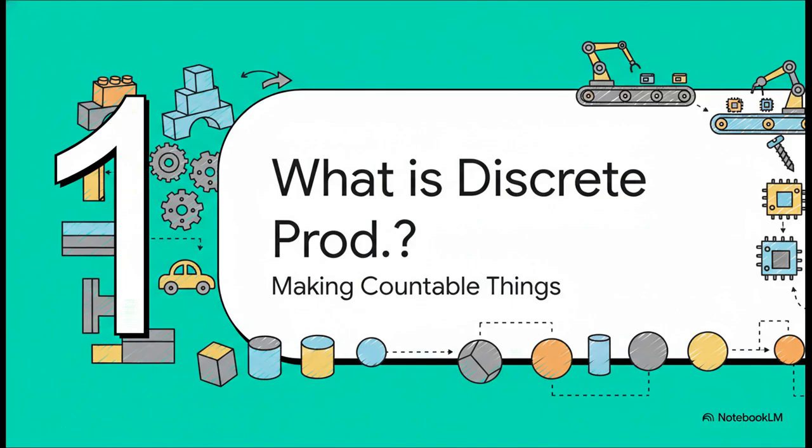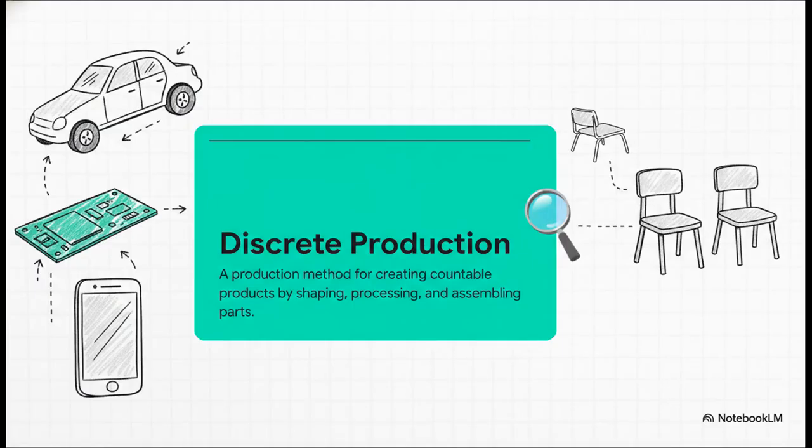Okay, first things first. We need to understand the world we're playing in, and that world is called discrete production. It actually sounds more complicated than it is. The idea is simple. If you can count the final products, one car, two phones, three chairs, then you're looking at discrete production. It's all about making individual, separate items. And it is the foundation for almost everything you own and use, every single day.